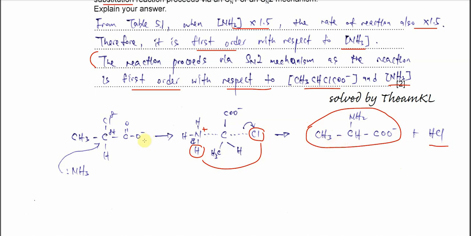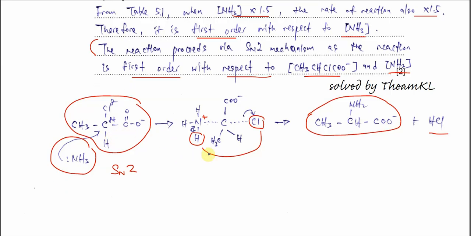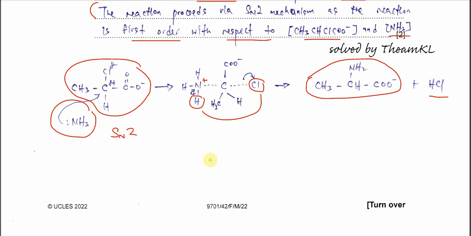This means that the first step here, you see, involves two reactants, right? These two species. Therefore, we say that this is SN2. It needs these two reactants for the first step of the reaction mechanism.